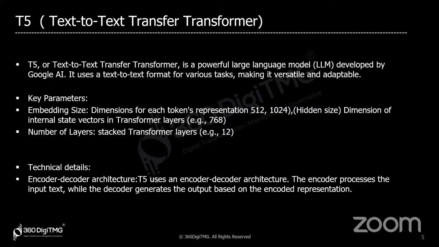And then there are numbers of layers. What is it saying? Stack transformer layers is 12. What does it mean? The model might have 12 layers, each of which processes the data sequentially to improve the quality of generated outputs. Okay.